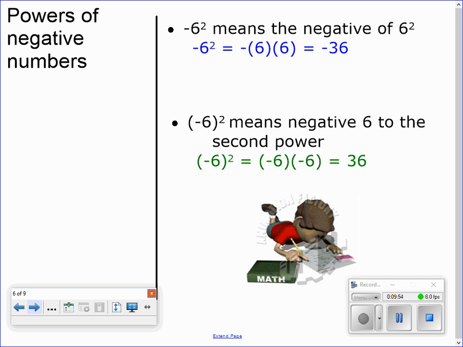This is why a lot of times when you just type in negative 6, like the top example here, you get negative 36 instead of the positive 36 that you are so commonly used to saying. So just make sure that you're paying attention to where those negatives go, because it's going to determine the difference between a negative answer and a positive answer, which could be the difference between right and wrong.